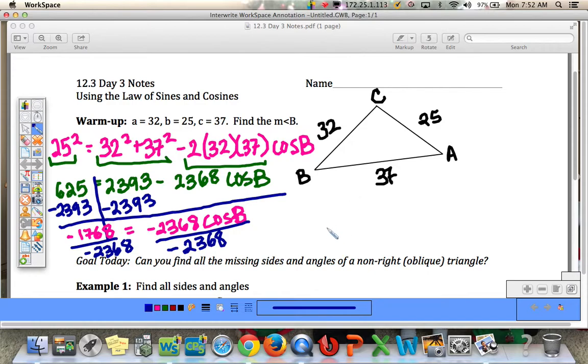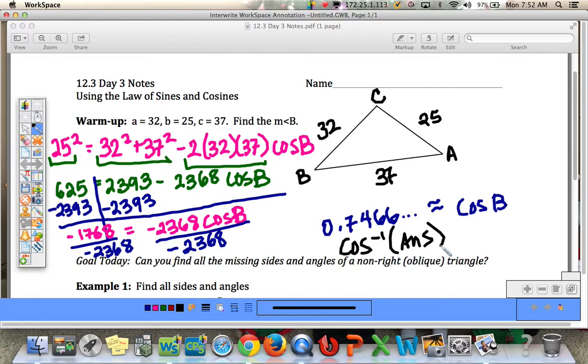And you'll get a decimal, 0.7466, which is about equal to cosine of angle B. Leave that in your calculator and do the cosine inverse of that to get rid of the cosine. So do cosine inverse of that answer equals B. And angle B is about 41.7 degrees. Let's round that. Well, we'll leave it. 41.7 degrees equals angle B.